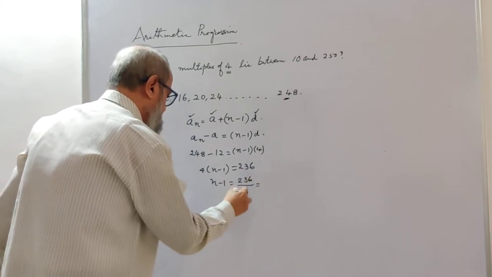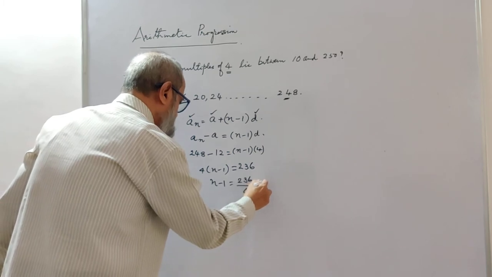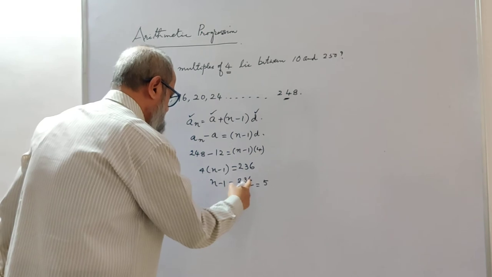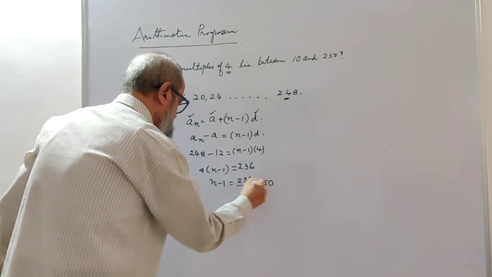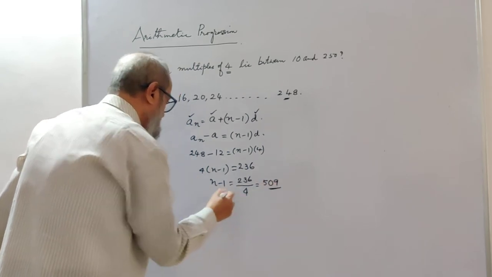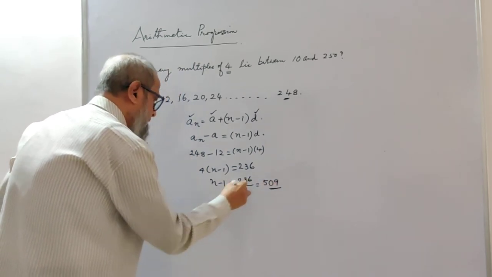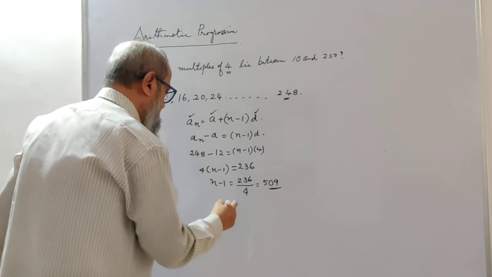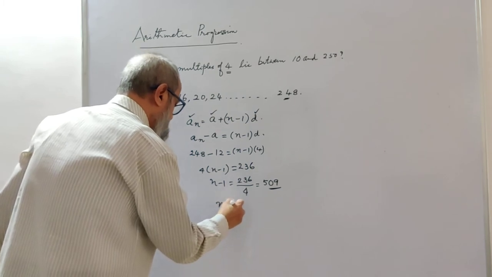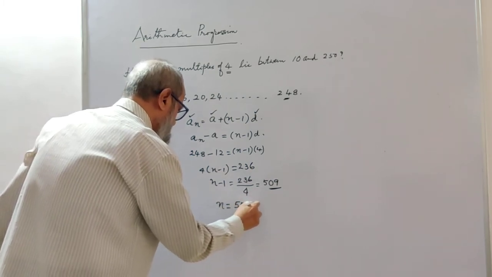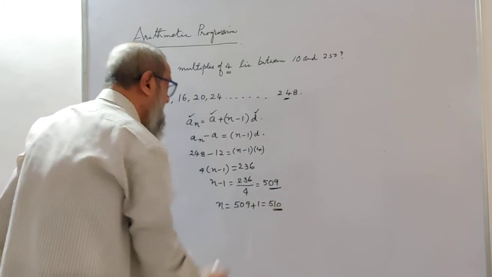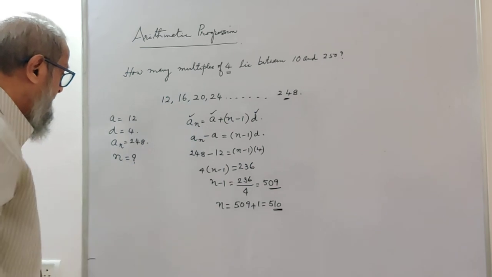That is 4 5s are 20. 3 is there, 3 will not go by 4, so 0. It becomes 36. So 509. Now N will be 509 plus 1, that is 510. So there are 510 terms in this.